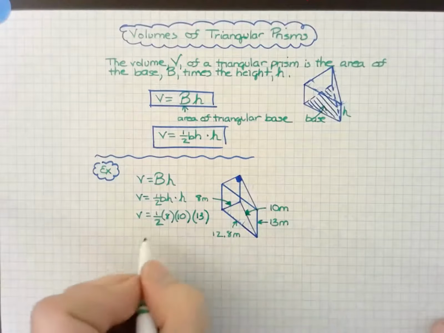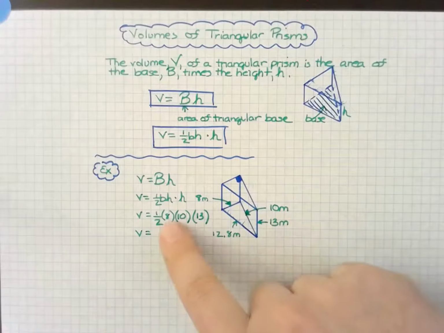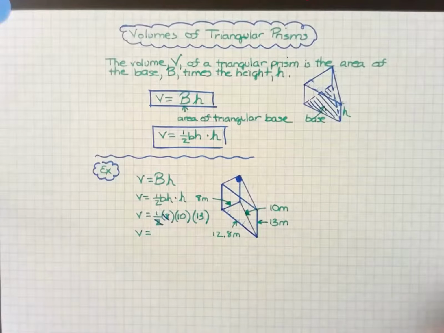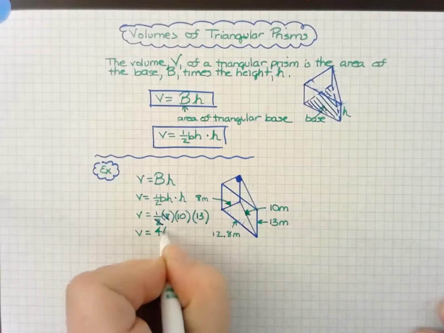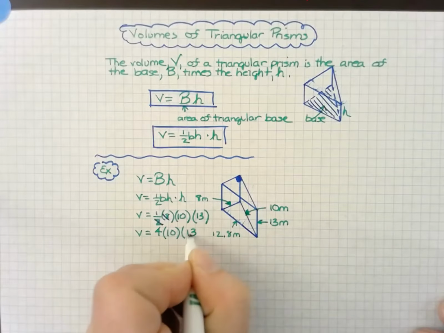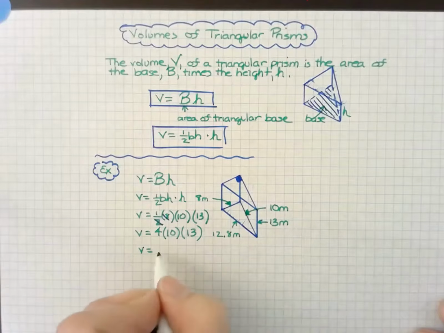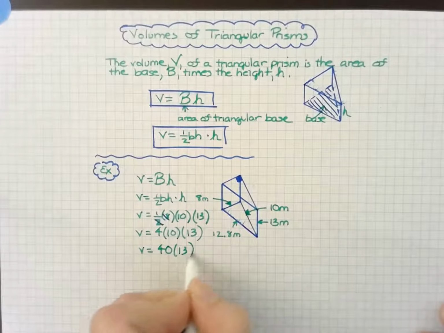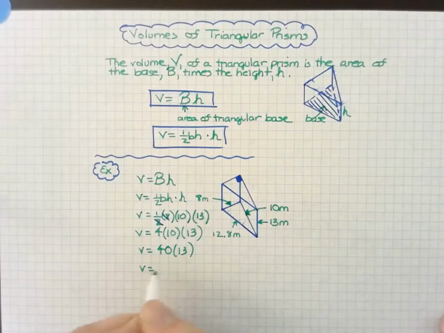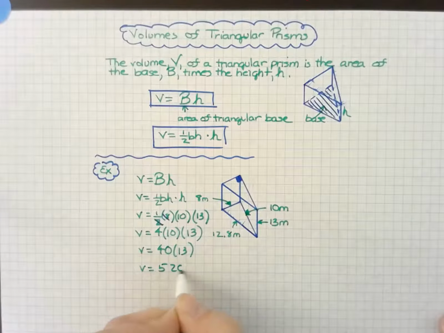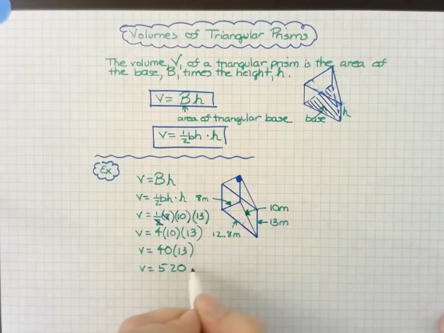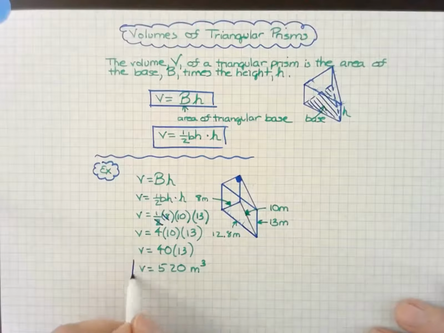And now I can simplify and solve. And so 1/2 of 8 is 4. And then if I multiply all that together, which is 40 times 13, that will give me 520. Remember our dimensions, meters, and it's cubed because we're addressing volume. And that's my final answer.